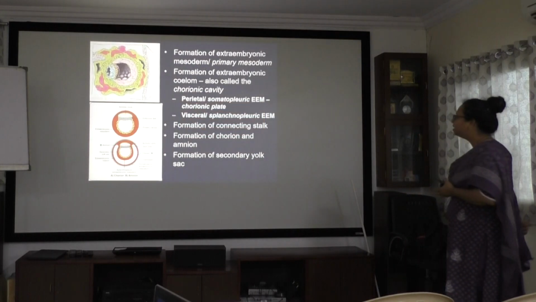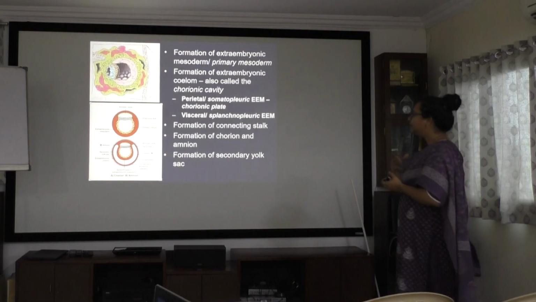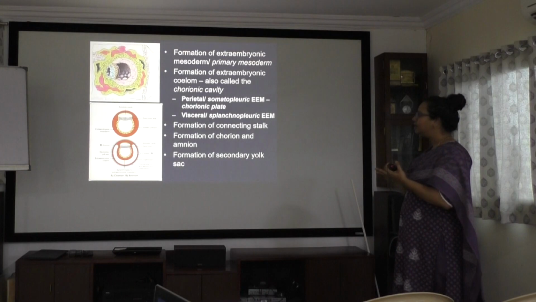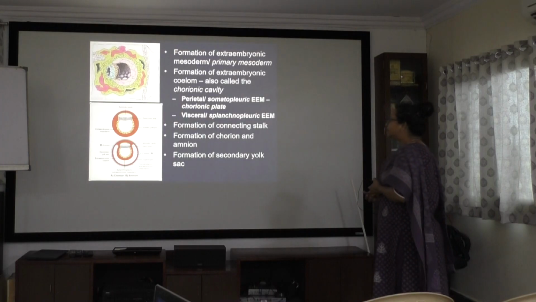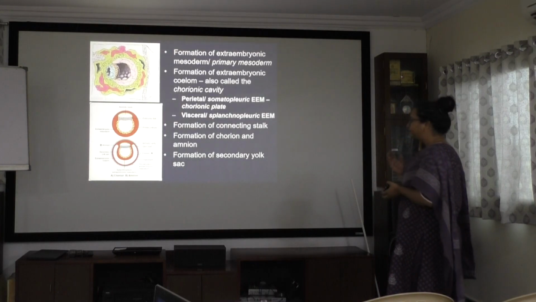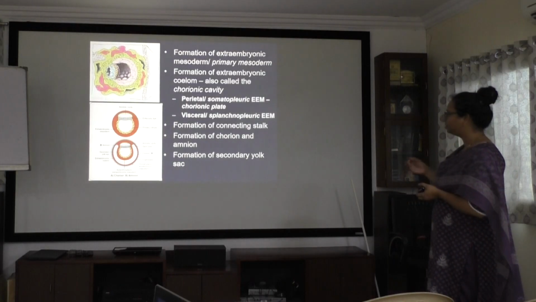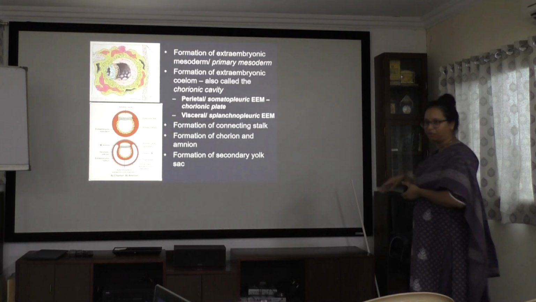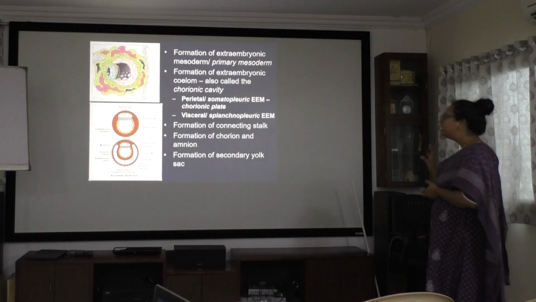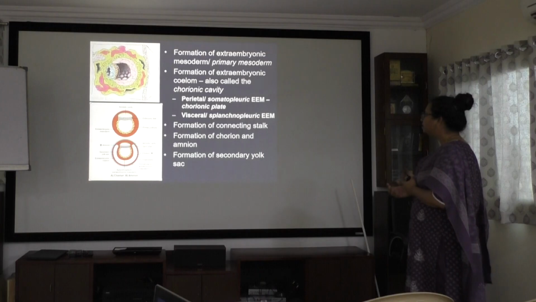Formation of extraembryonic mesoderm or primary mesoderm. The cells from the trophoblast proliferate and are present in between the yolk sac and the surrounding trophoblast, which is called the extraembryonic mesoderm. Due to fluid filling into the extraembryonic mesoderm, a few lacunae are formed, and these lacunae fuse together to form the extraembryonic coelom.